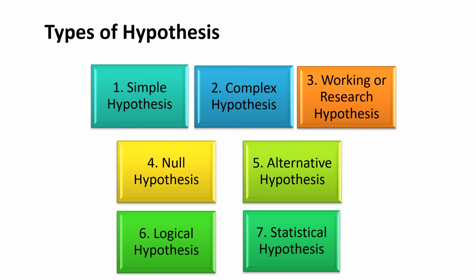And last type of hypothesis is statistical hypothesis. A hypothesis that can be verified statistically is known as statistical hypothesis. Any hypothesis has the quality of being verified statistically. So, these were the various types of hypothesis.